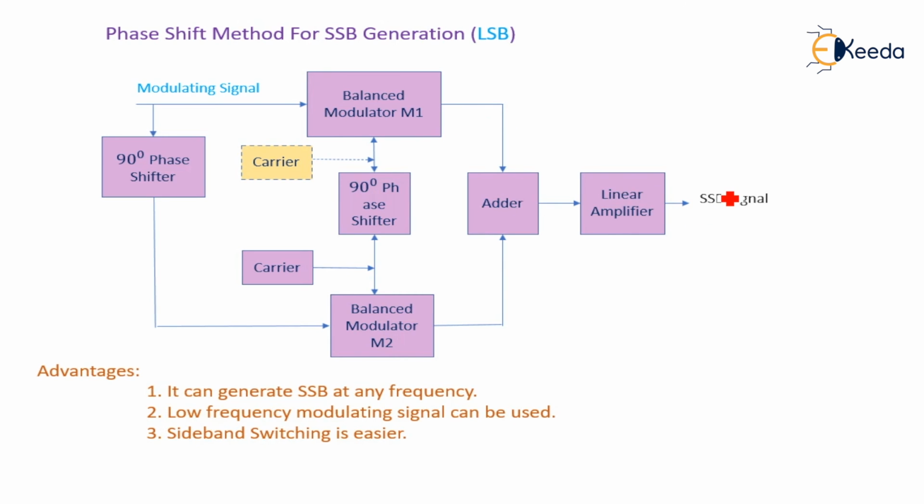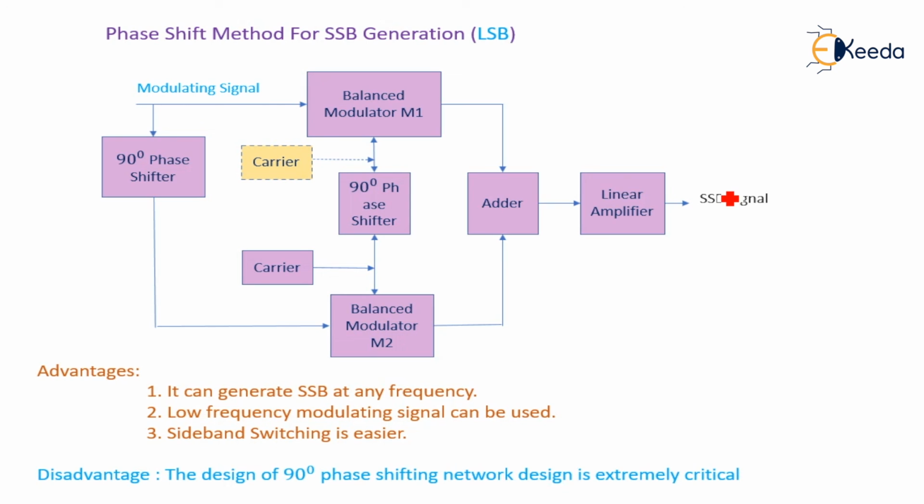It has certain advantages. First, it can generate SSB at any frequency. Second, a low frequency modulating signal can be used. Third, sideband switching is easier. You just need to change the carrier source from one place to the other.